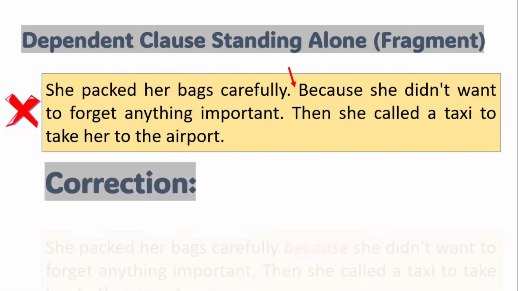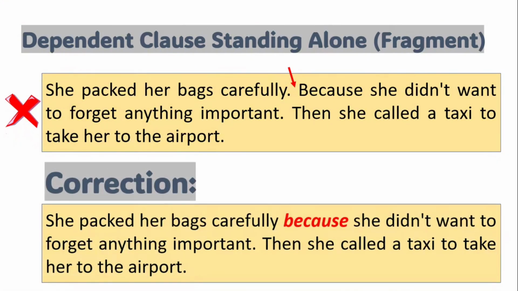So it should be corrected in this way. We can say that she packed her bags carefully because... You see the difference here? Now I removed the full stop here and I put because in the middle in order to link the two sentences, because this way it's not going to be a fragment, because she didn't want to forget anything important.